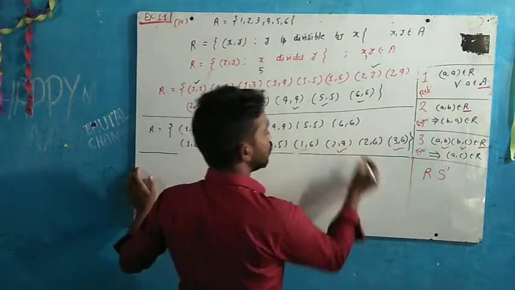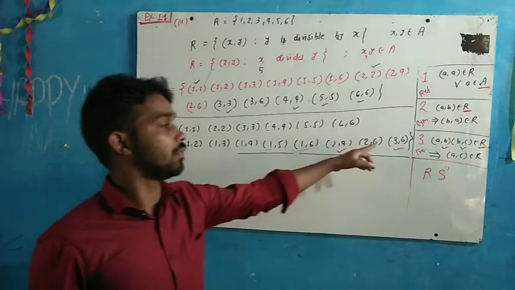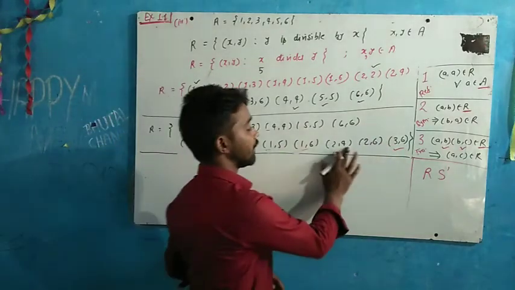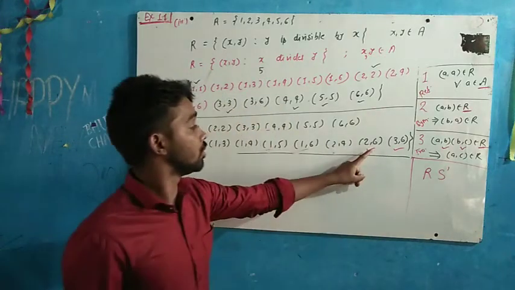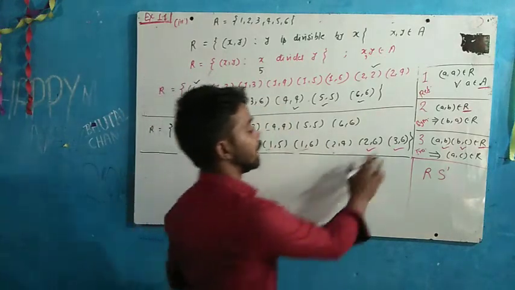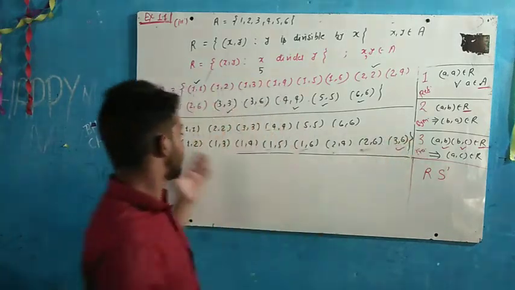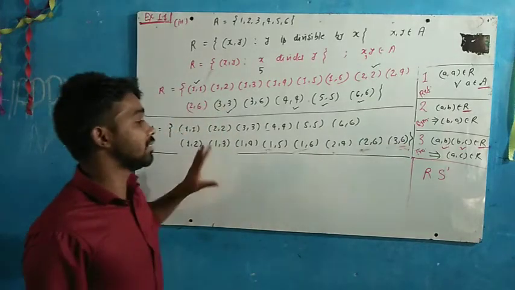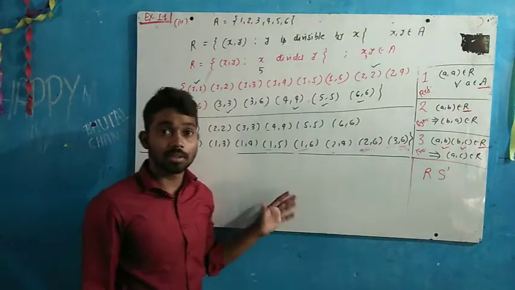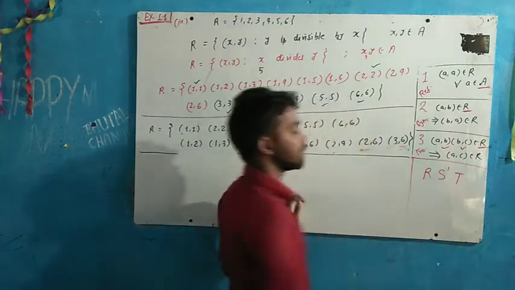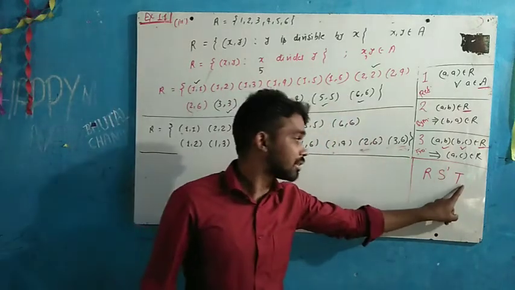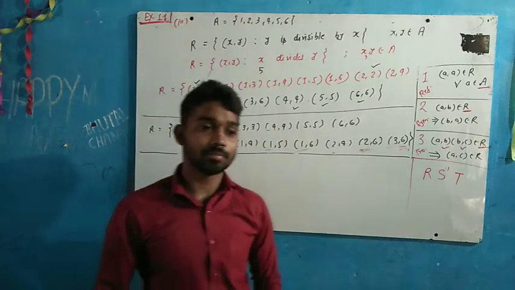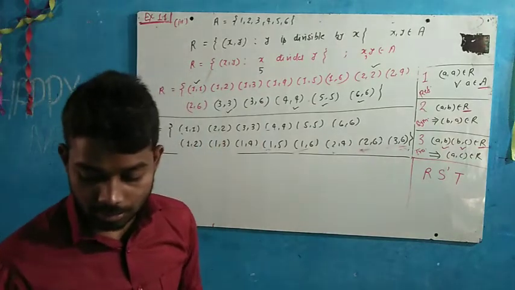Next, I have fixed (2,4). Check any elements which start from 4. Nobody is there. So again, up to here fine. Now (2,6). No elements are there which start from 6, so here also it is fine. And here also (3,6): no elements are there which start from 6. So we can say this follows the rule of transitivity. So what we can say: yes, it is reflexive and transitive but not symmetric. Okay, clear? Now see the fourth example.